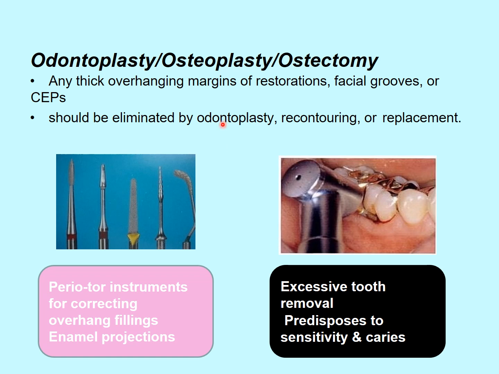Also odontoplasty, osteoplasty, or ostectomy, that is furcation plasty, will also help. If there are any overhanging margins of restoration, facial grooves, cervical enamel projections, these can be eliminated by odontoplasty, recontouring, or replacement to facilitate oral hygiene maintenance. We have some instruments for that, like Periotor instruments, to remove overhanging fillings and enamel projections. We should also be careful while removing, because excess removal during odontoplasty can lead to sensitivity and caries.